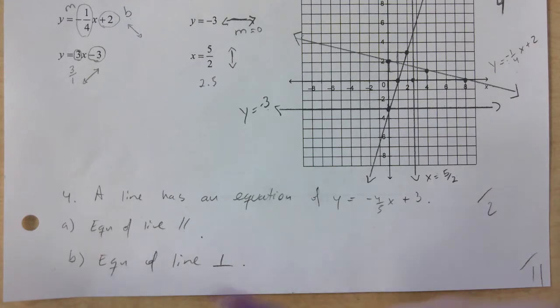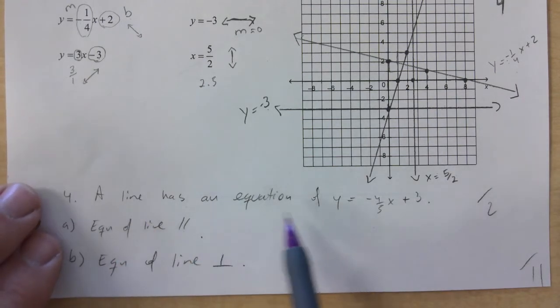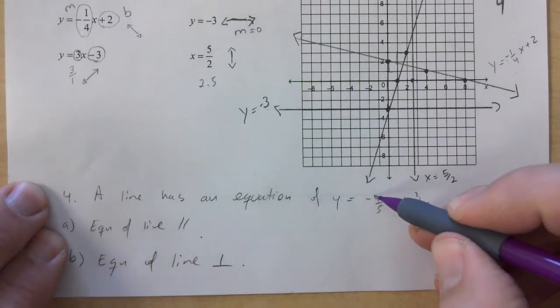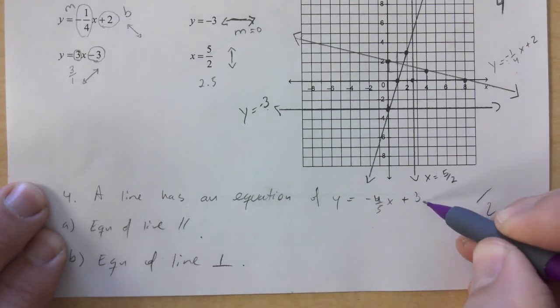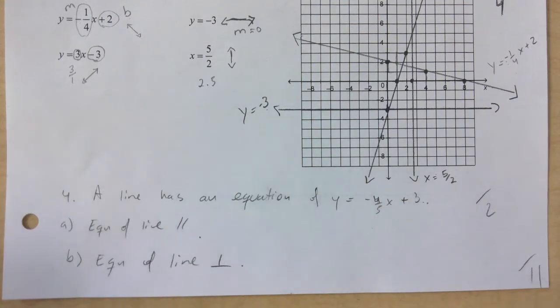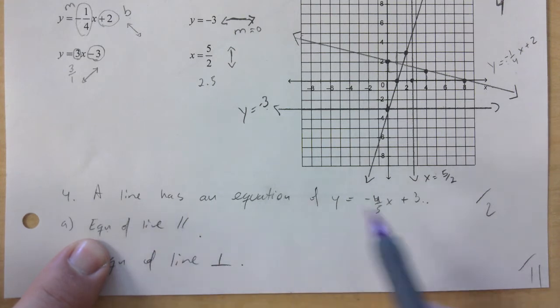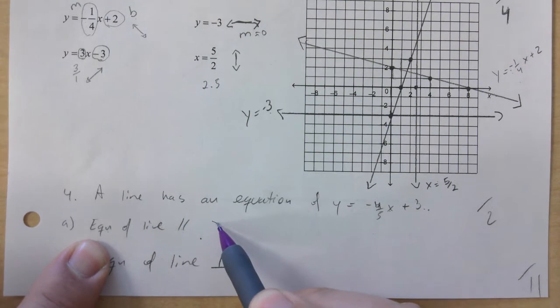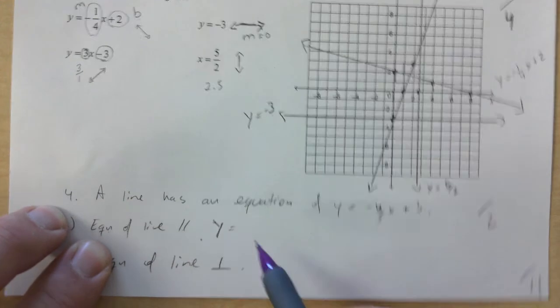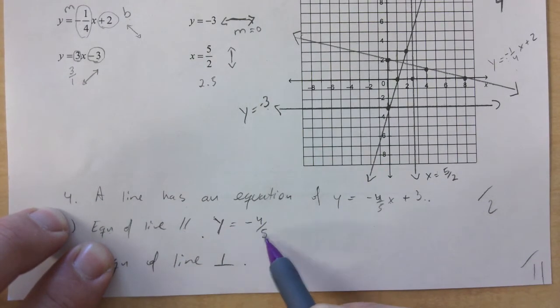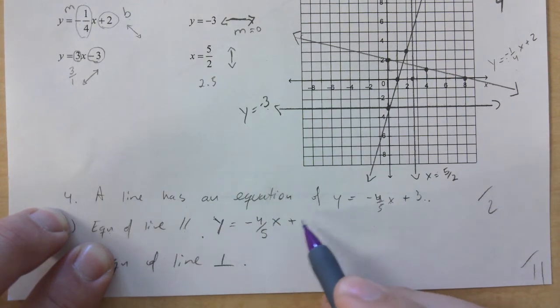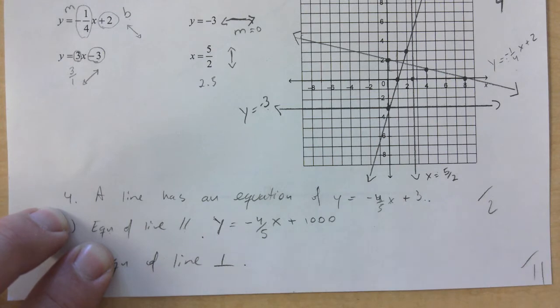Question 4. We're told that a line has an equation of -4/5 x plus 3. Okay. Emphasis right now on the slope. You want to write the equation of a line that would be parallel to this line. So you can go y is equal to, make sure the slope is exactly the same, and everything else doesn't matter. You could just leave it like that. You could go plus 1,000 if you want. You can go minus 999. It doesn't matter. This is what we're after. The slope is the same.